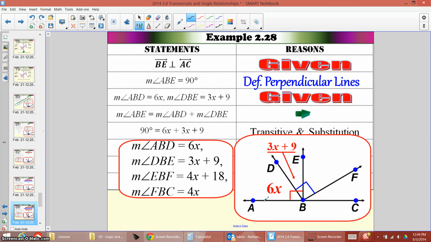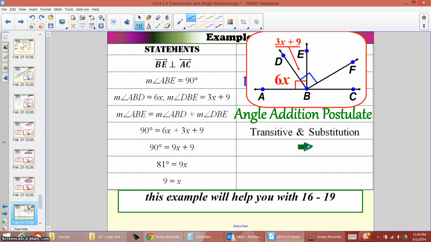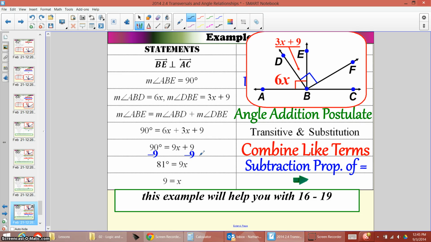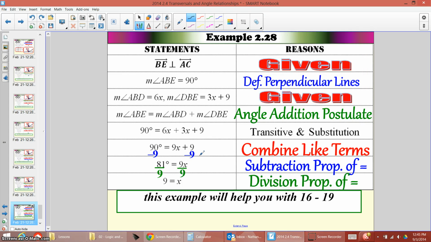ABE, right here, the whole thing, equals ABD plus DBE. Well, that's part of the angle addition postulate. So I would say angle addition postulate. Now, 90 degrees is equal to 6x plus 3x plus 9. That's the transitive and substitution. I use the transitive property to replace and the substitution to plug it in. So I combine my terms for my next step, and then I solve for x to get it by itself. So I use the subtraction property of equality. I divide by 9 to get the division property of equality, and there's my proof worked out completely.